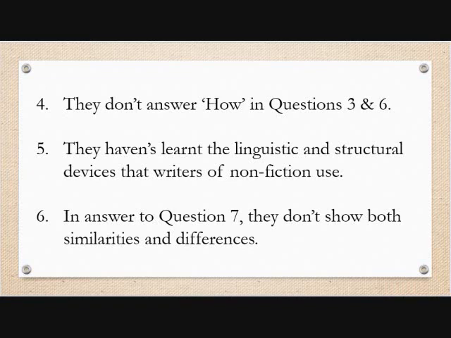Mistake 6. In answer to question 7, they don't show both similarities and differences. Question number 7 is comparison between passage 1 and passage 2. So to answer this question, what the students basically have to do is keep in mind answer number 3 and answer number 6 and bring them together, and in conclusion they will show how these 2 passages are similar and how they are dissimilar.